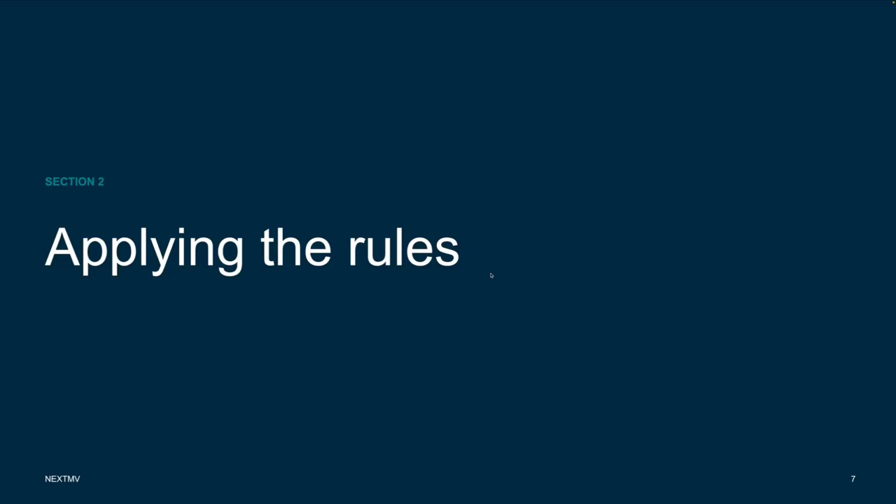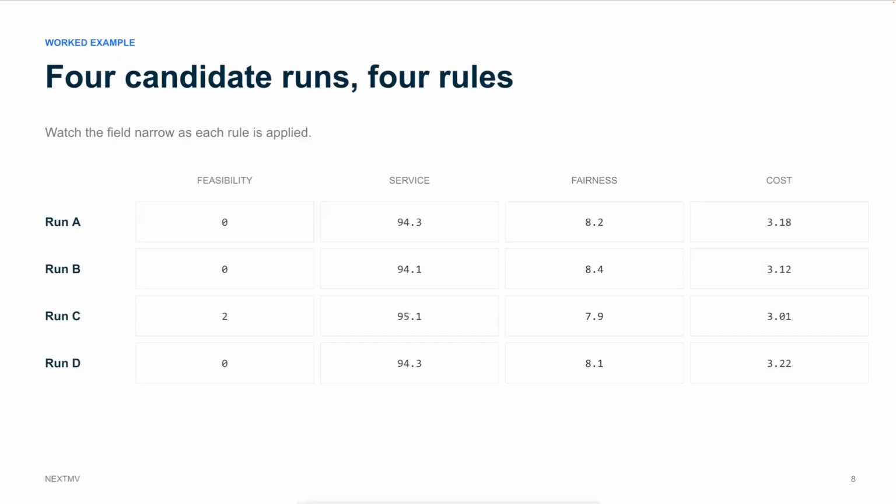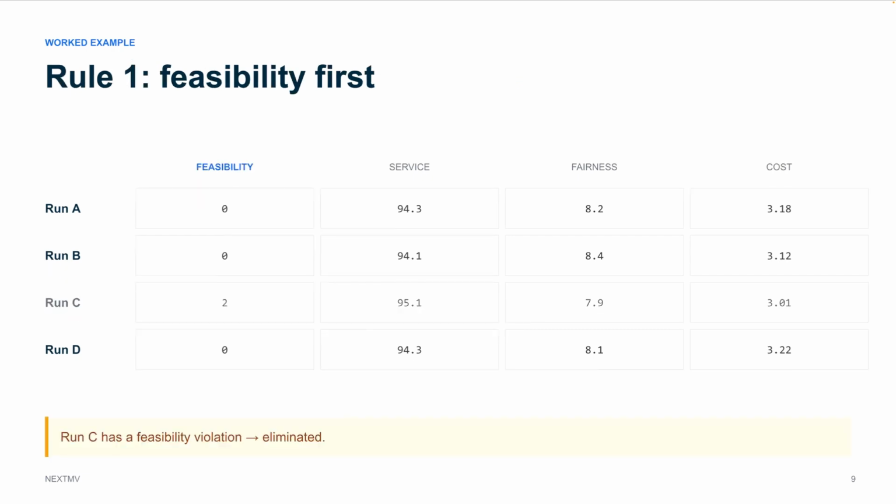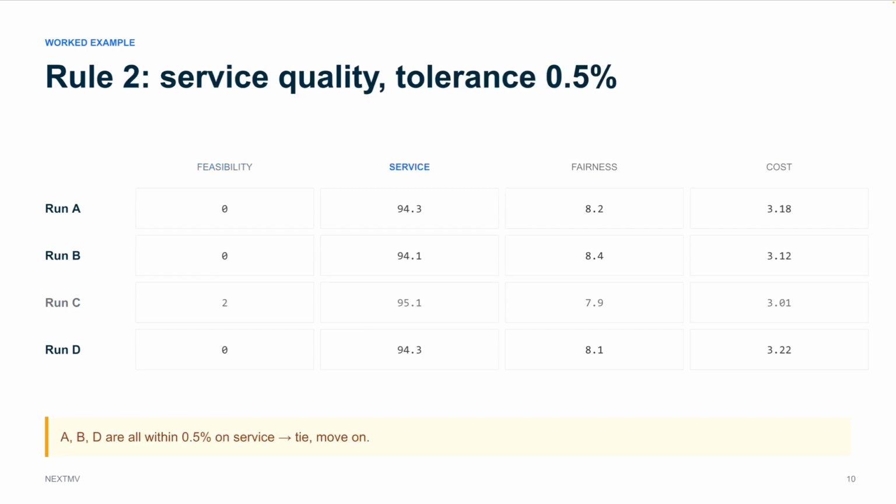So the clearest way to see this is with a worked example. So let's just start with a simple example. In this case, we have 4 candidate runs, 4 different rules. Each column is a rule's metric, and we can look at how the field narrows as we go through each rule set. So rule 1 is feasibility with a tolerance of 0, and run C has a violation. So it's eliminated immediately in this case. No downstream rule can save it.